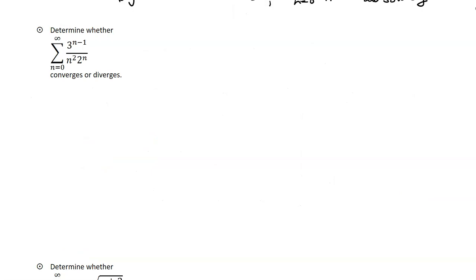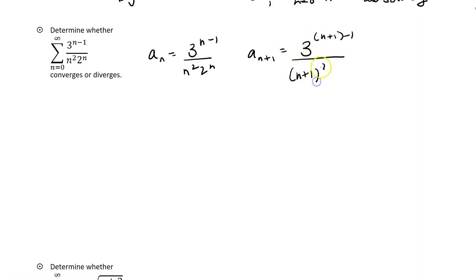Looking at the next example, I have 3 to the n minus 1 power, I have n squared, and I have 2 to the nth power. So that's going to be my a sub n. And a sub n plus 1 will be 3 to the n plus 1 minus 1, or 3 to the nth power, divided by n plus 1 squared, 2 to the n plus 1.